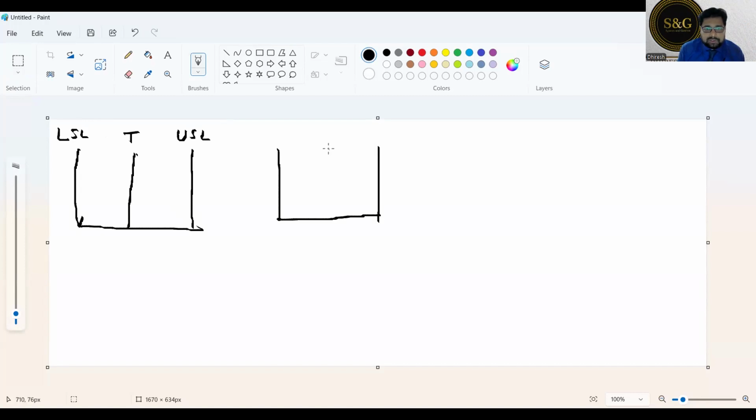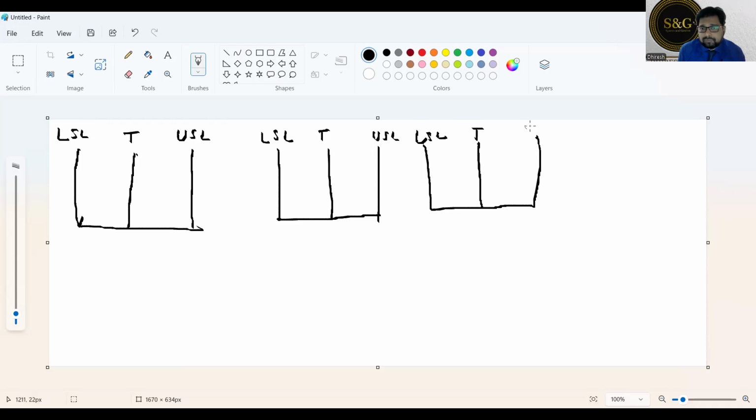Lower specification, target, upper specification. Okay. And the third one is the same: lower specification, target, and upper specification. Now try to understand this. The first process looks like this. My second process looks like this. And my third process looks like this.